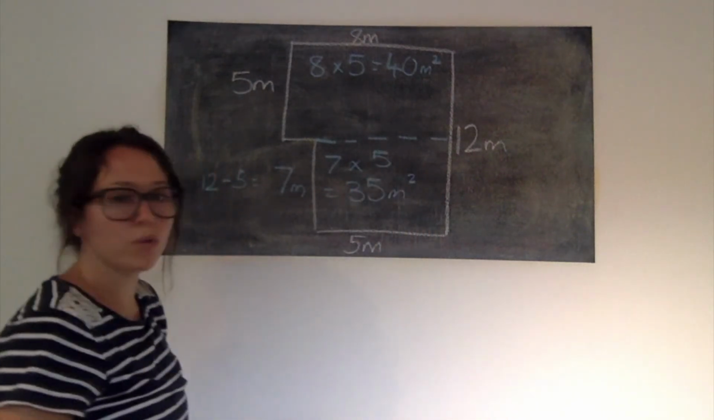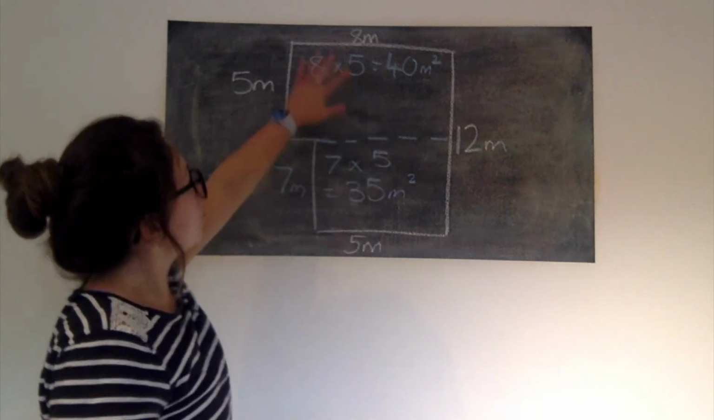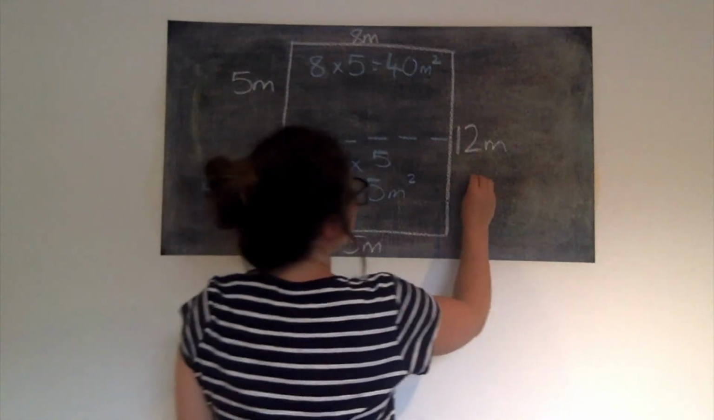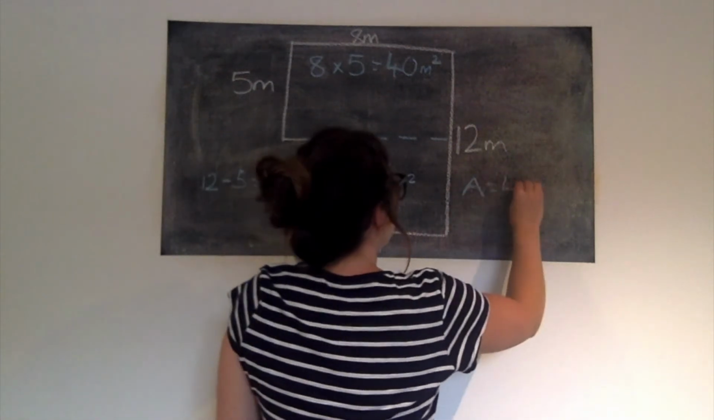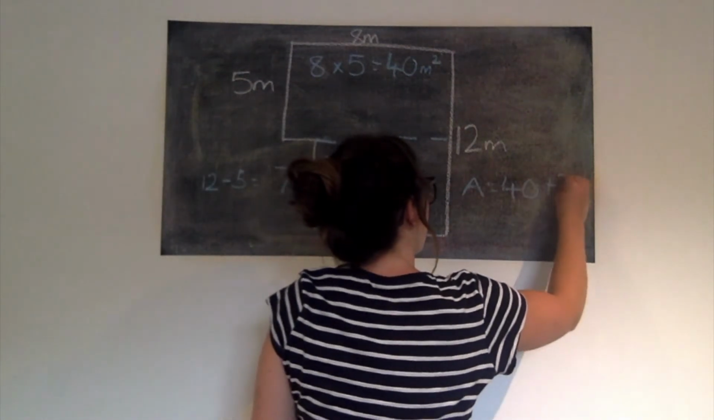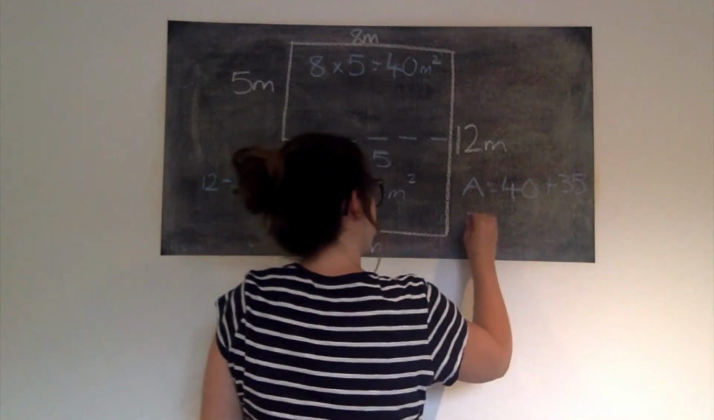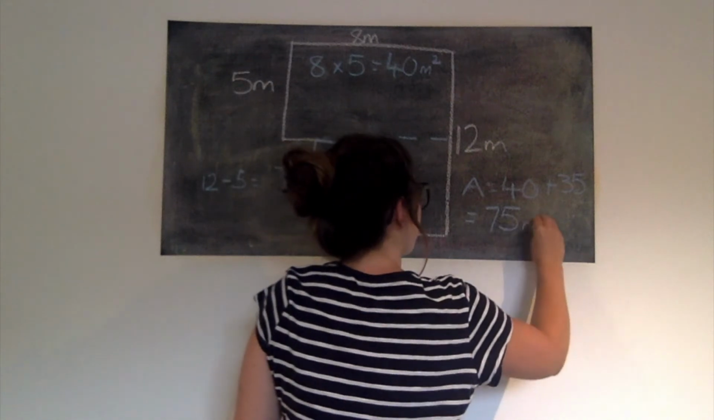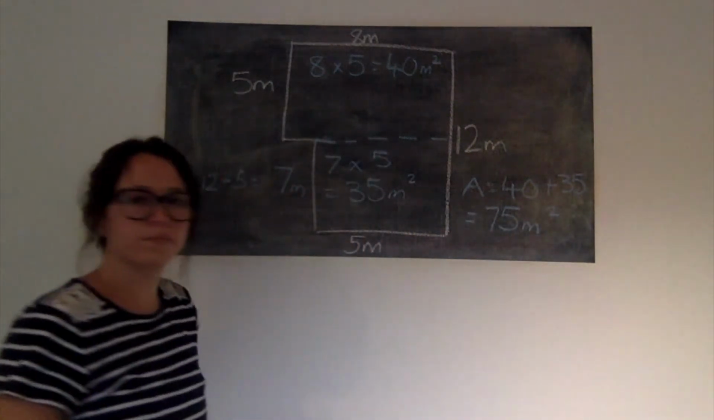Now the same as before, these are just 2 separate shapes, but I want to know the combined area of the compound shape. So we do 40 plus 35, and the area is 75 metres squared.